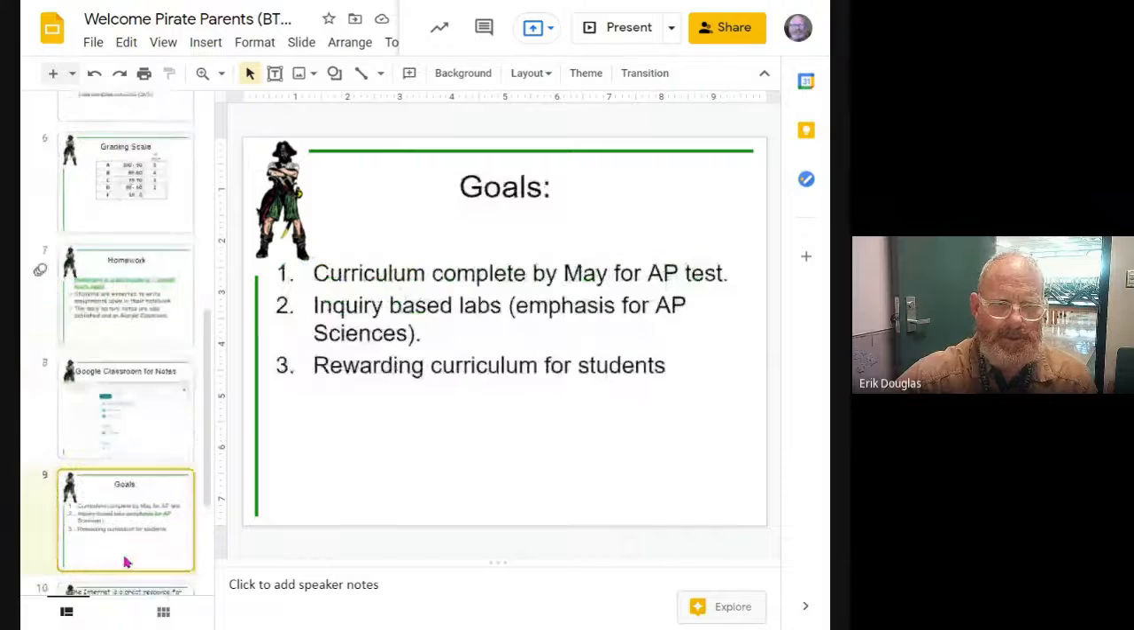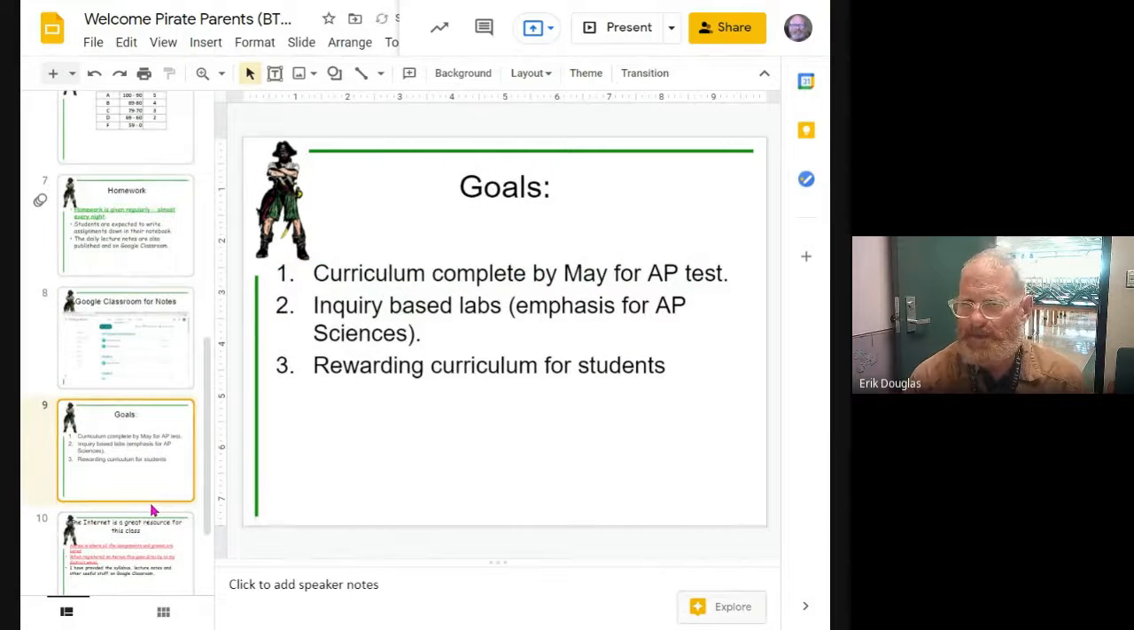And then my goals. I want to be done with the AP curriculum, which we are, to include a review. The labs, I'm trying a little bit of a new format. We're going to use more of a Google Doc format there, but I do have some extra time, which is better than last year where we weren't doing it.